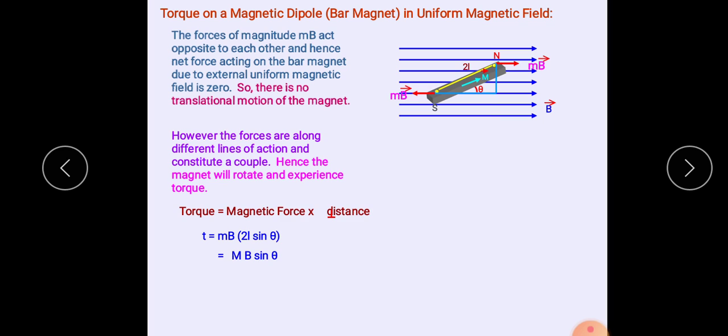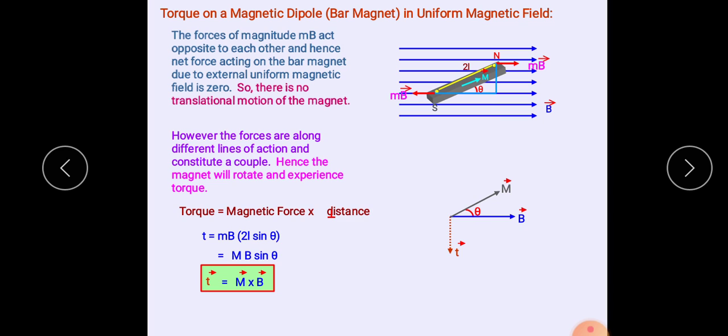Therefore the perpendicular distance will be 2L sine theta, and torque equals MB sine theta. It can be represented in vector notation also: torque vector equals M vector cross B vector, like this. The direction of torque is perpendicular to the plane containing M and B.